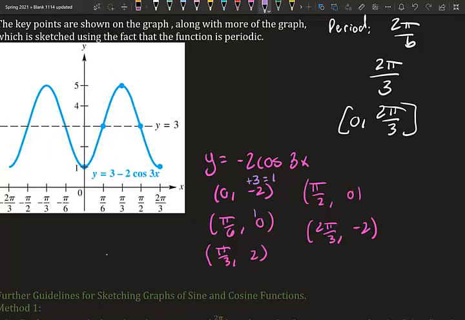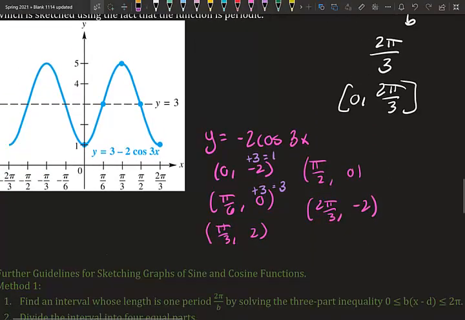If we add 3, that's how we got the 3. If we add 3, that's how we get the 5. If we add 3, that's how we get 3. If we add 3, that's how we got the 1. And that's how you would use transformations to find your y values.